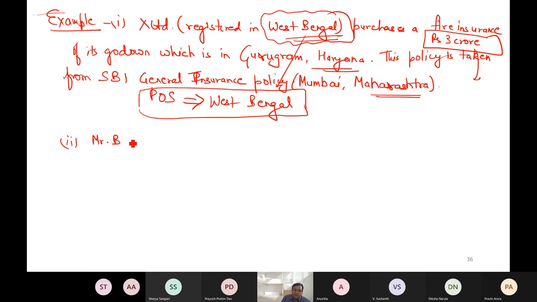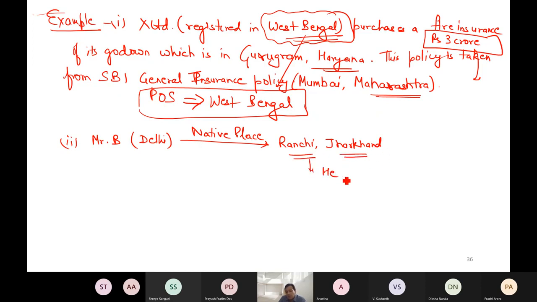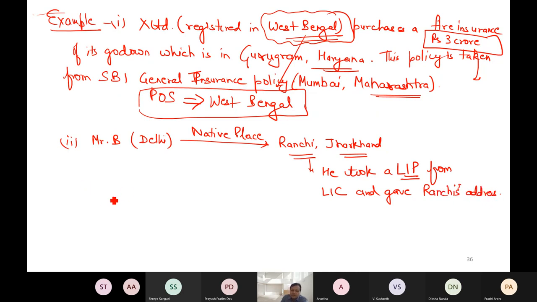Example 2. Mr. B, who lives in New Delhi, and his native place is Ranchi, Jharkhand. And when he was in Ranchi for some work, he took a life insurance policy from LIC and gave Ranchi's address, not Delhi's address. Now LIC, for example, is registered in Mumbai, Maharashtra.